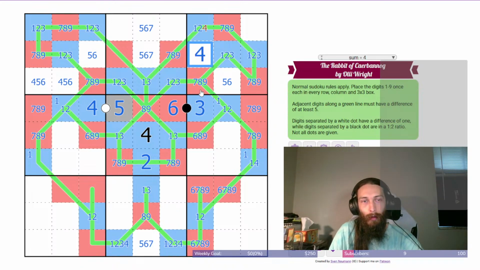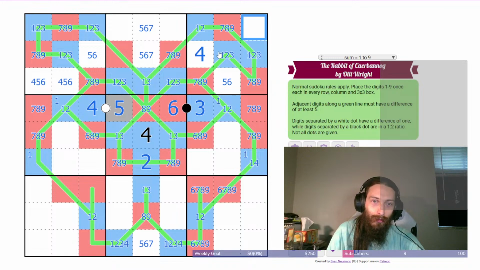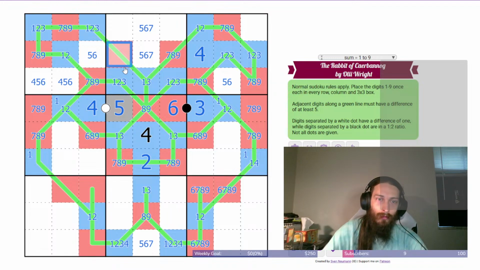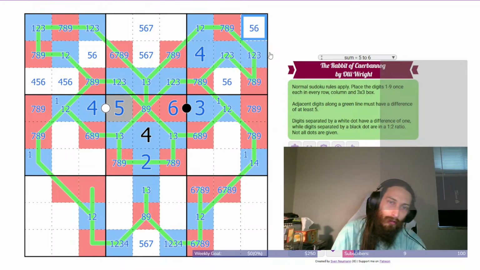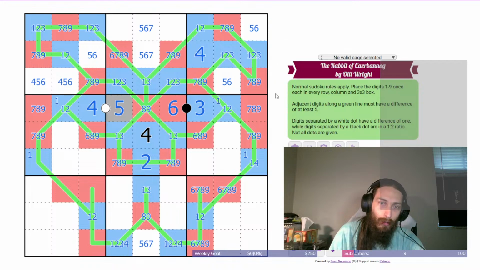I must have put a 3 and thought it was... yeah, I must have messed that up. I missed it, and I removed it too quickly. 3 has to be one of these two, so it's not there. 6, 7, 8, 9. And this is 5 or 6, because that's all that's left in that box.